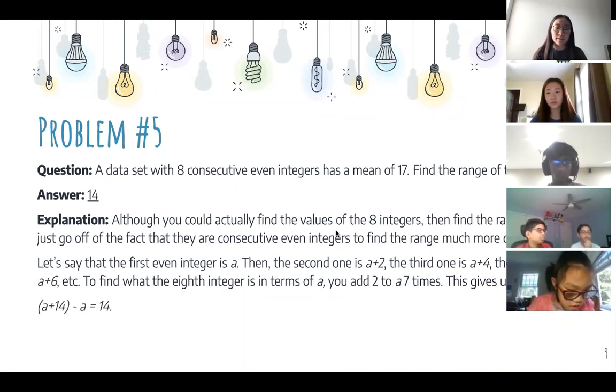And this gives us the equation to find the range of the data set, which is the largest number minus the smallest number. And then that tells us that the range is 14. For this problem, since the numbers are kind of small, you can actually just find all the numbers pretty easily. But this algebra way is better in the long run, so it's good to know.